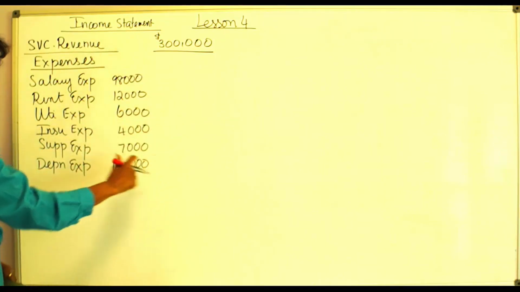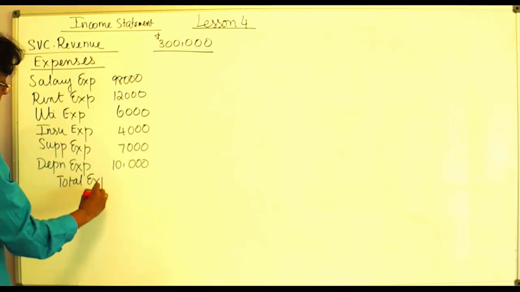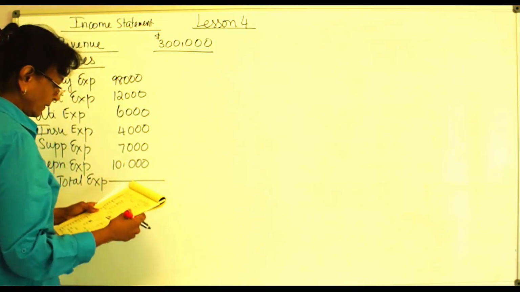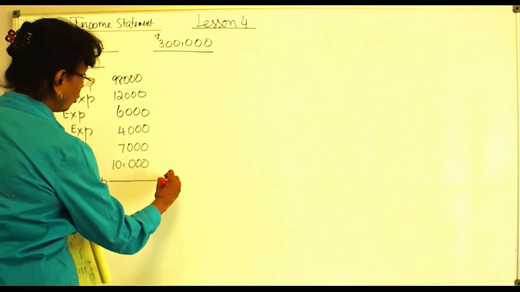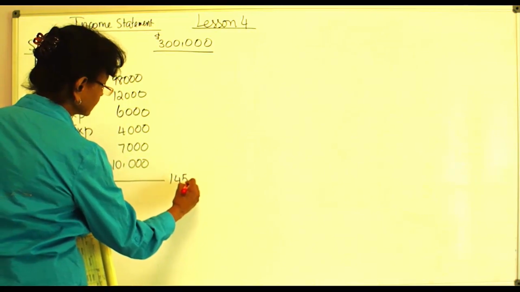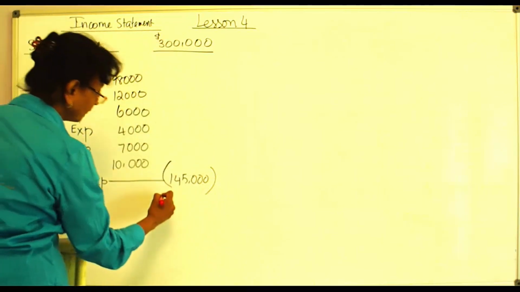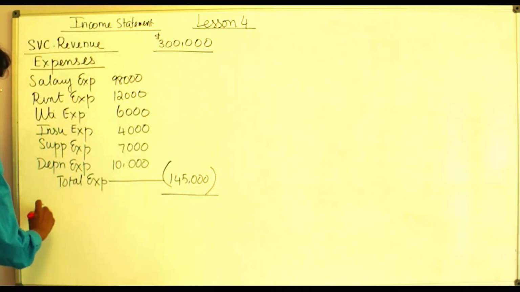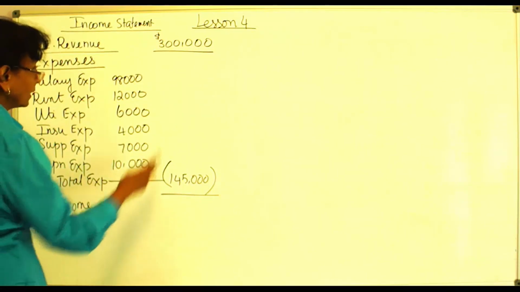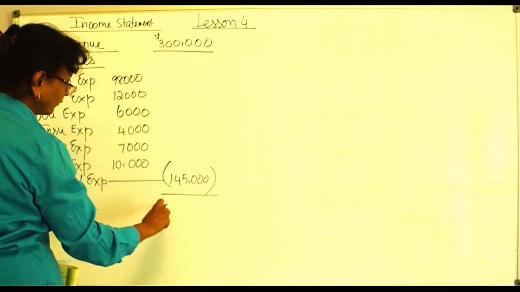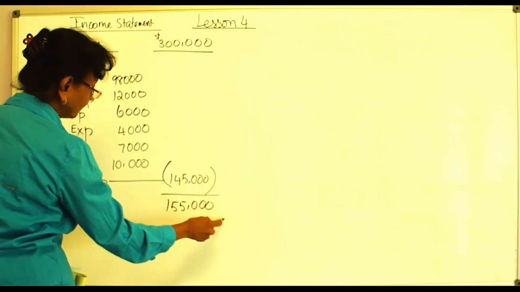We add up all the expenses. You show your total expenses, add up everything. That comes up to $145,000. You subtract the total expenses from the revenue. That gives you your income. 300,000 minus 145,000 gives you 155,000.